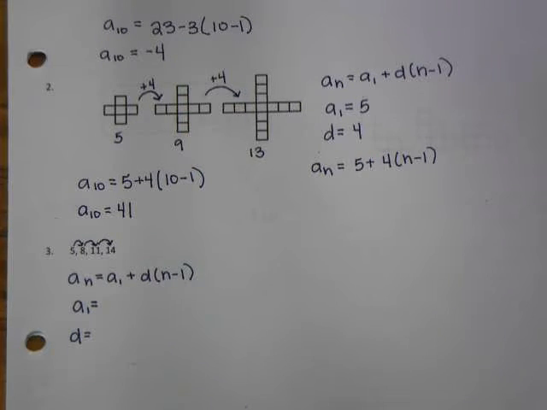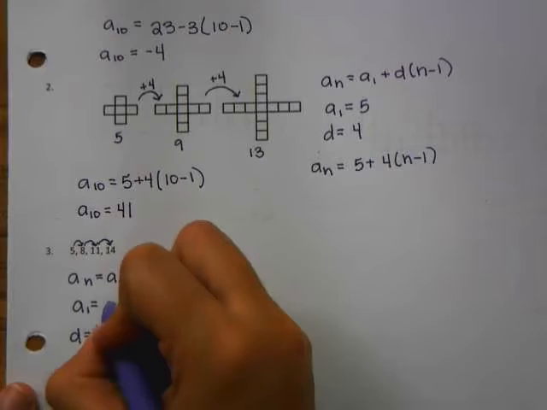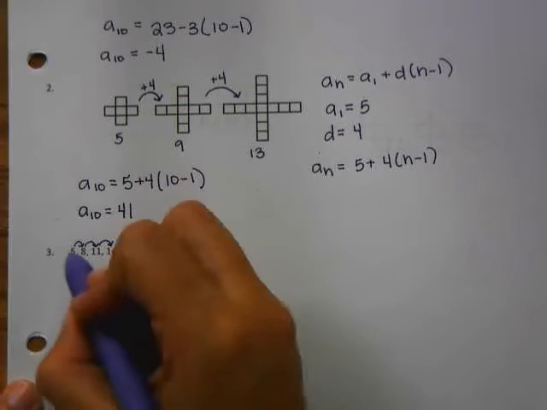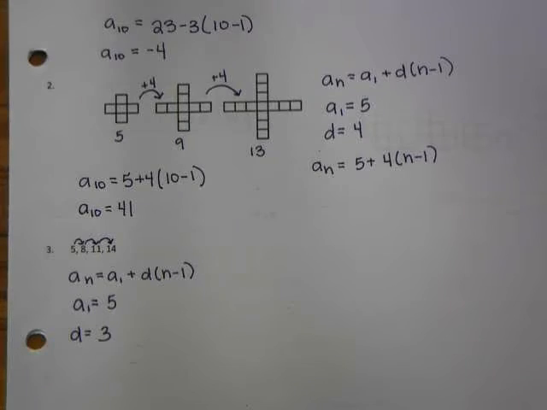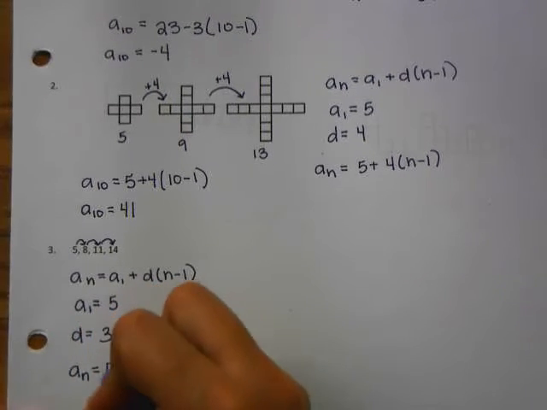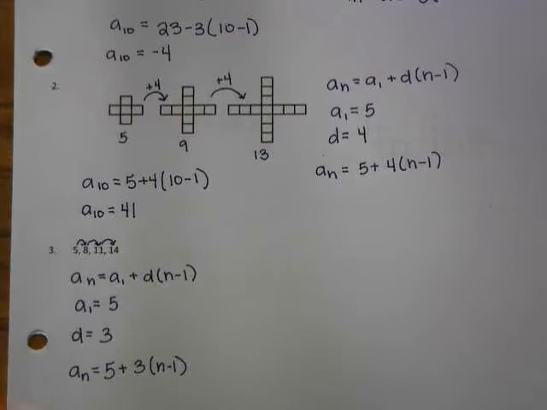Okay, so hopefully you've started. If you're confused, I want you to write down your questions so that you can ask me when I'm back. So a1, remember, it's just your first term, so it's 5. And then your common difference is 3 because we're adding 3 each time. Then all you have to do is plug it into the equation. So an equals 5 plus 3 times n minus 1.